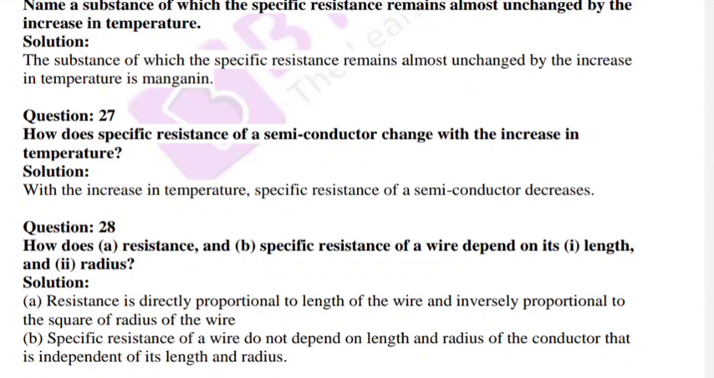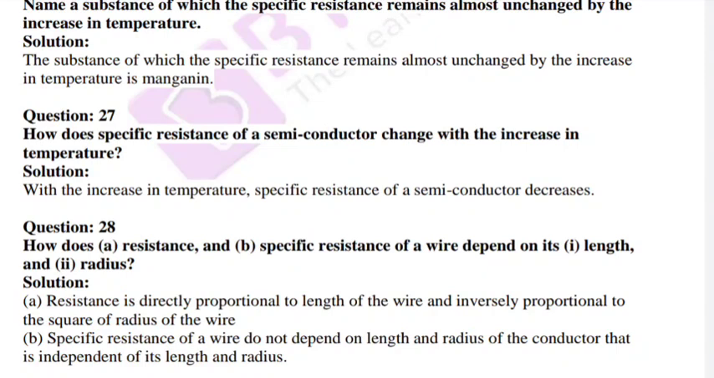Question number 28. How do the resistance and specific resistance of a wire depend on its length and radius? Part A: the resistance is directly proportional to the length of the wire and inversely proportional to the square of the radius of the wire.